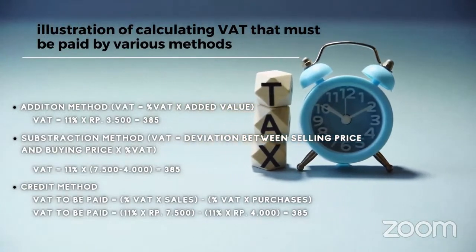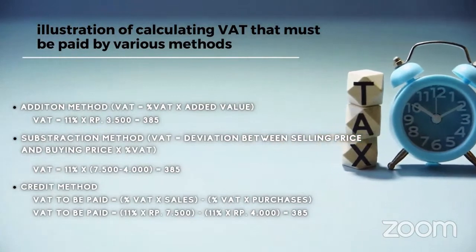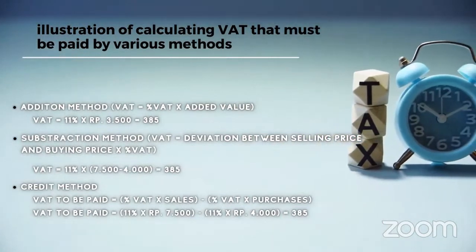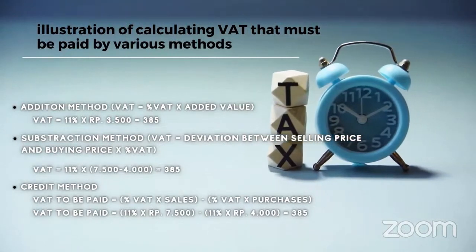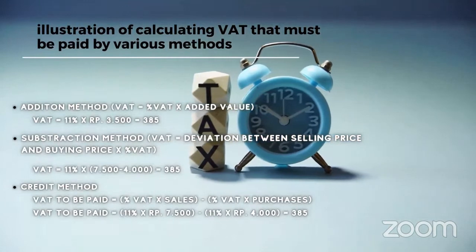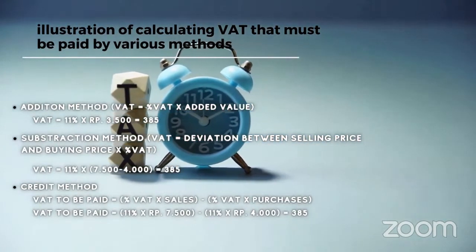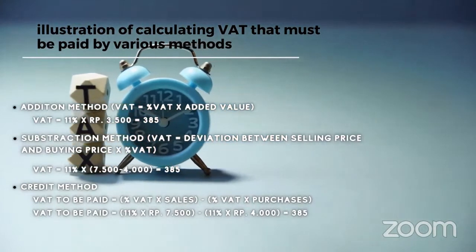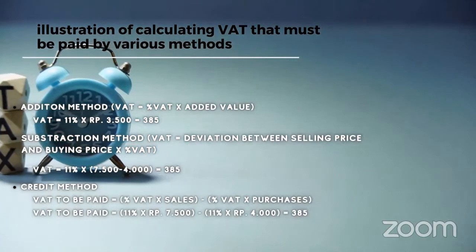And the last method is the credit method. VAT to be paid equals the percentage of the VAT times sales minus the percentage of the VAT times purchase, which is the VAT to be paid equals 11% times 7,500 rupiah minus 11% times 4,000 rupiah equals 385.